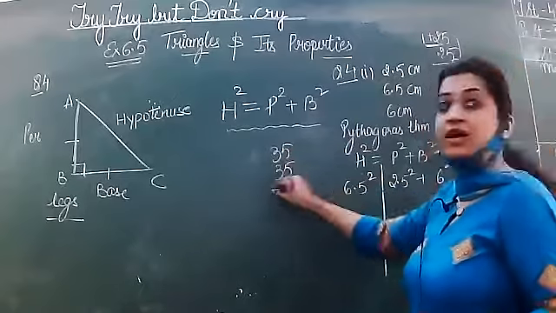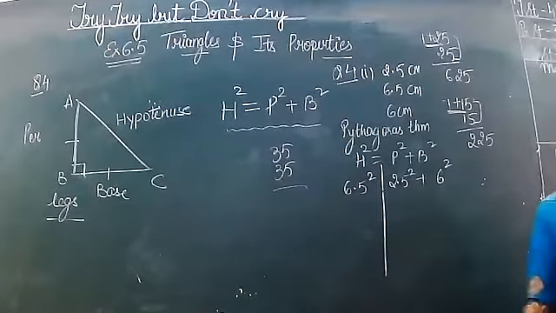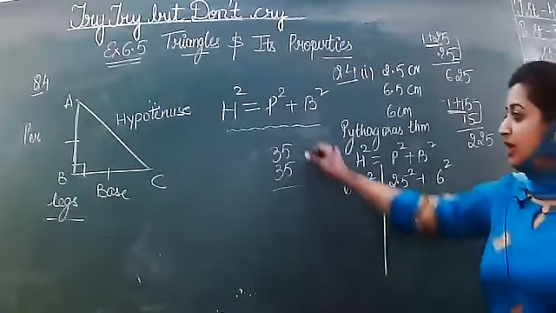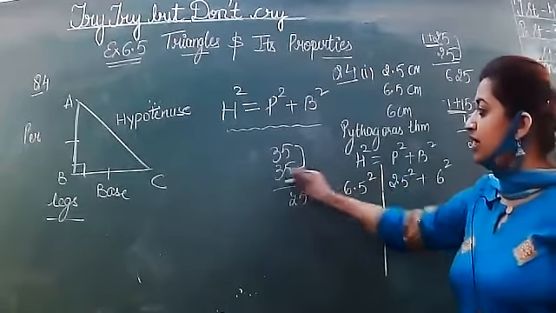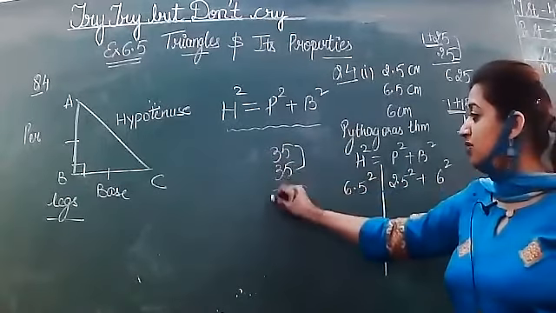35 into 35. This method is particularly for numbers that end with 5, and the numbers should be the same. You can't multiply 15 with 25, that will not give you the correct answer. So the number should be the same and it should end with 5. 5 5s are 25. 1 added to 3 will give you 4, and 4 3s are 12.